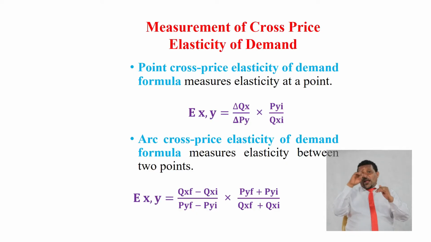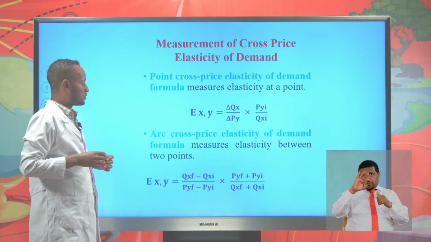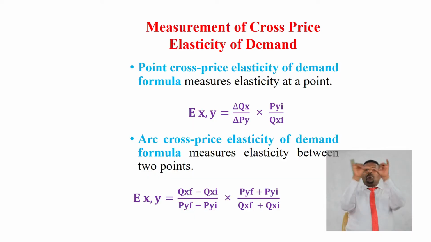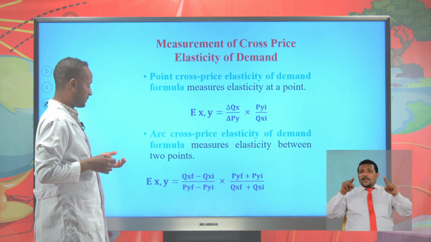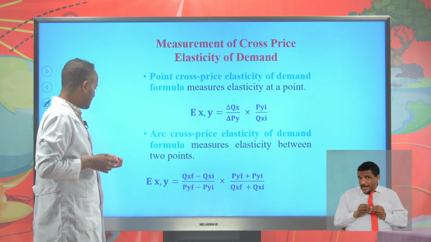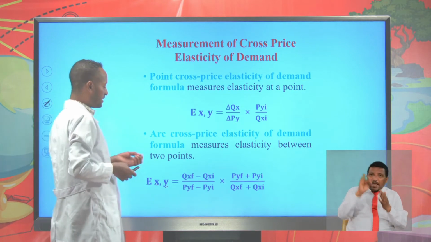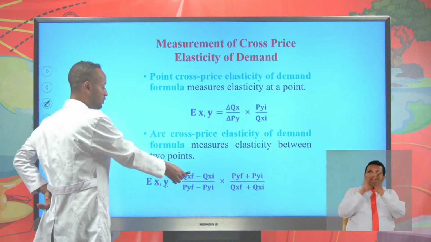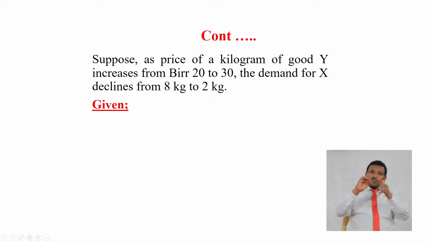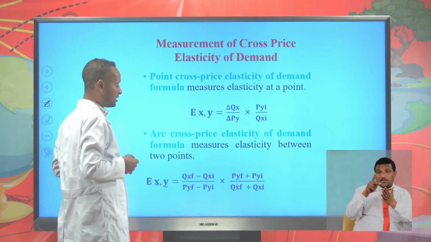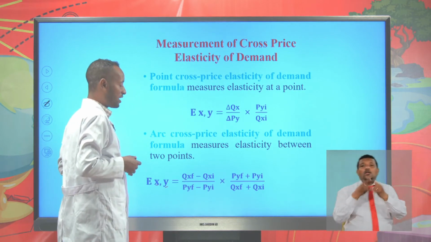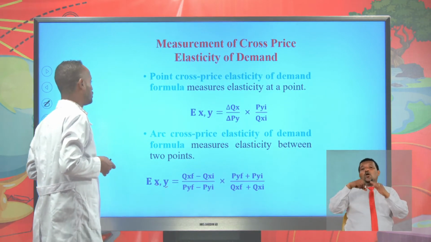The arc cross price elasticity of demand formula is used to measure cross price elasticity of demand between two points on a linear demand curve. Mathematically, the cross price elasticity of demand between X and Y is calculated by dividing Qx final minus Qx initial by the price of Y final minus price of Y initial, multiplied by price of Y final plus price of Y initial divided by quantity of X final plus quantity of X initial.